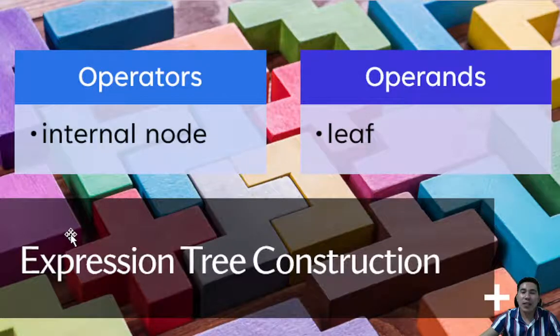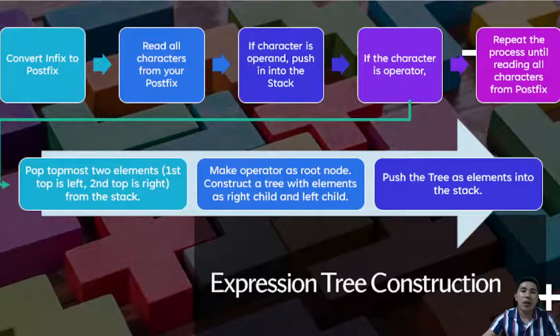Now let's discuss again how you construct an expression tree. The operator should be an internal node, and then the operands must be leaves. That is the only property of an expression tree. Internal nodes must be operators, leaves must be operands. So how do we construct an expression tree?